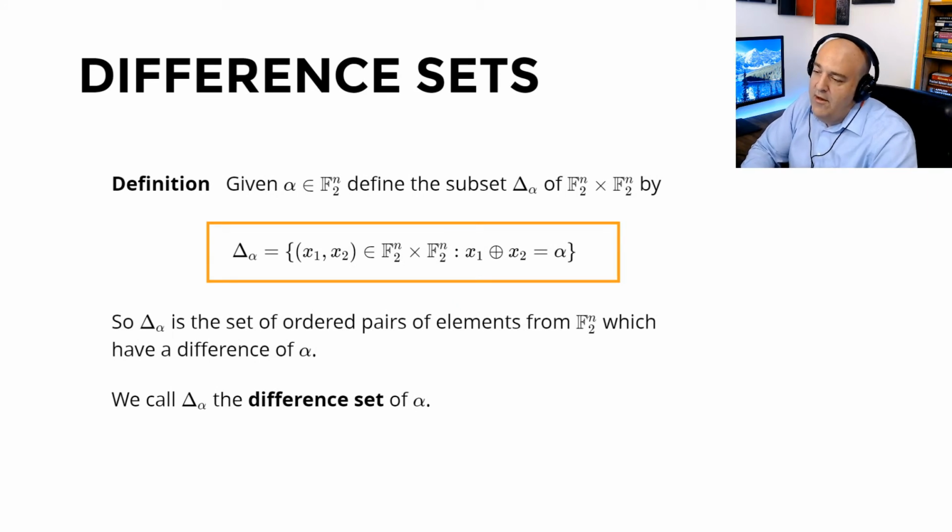Okay, so let's look at this important definition, the difference set. If we fix an element alpha in F2^n, let's define the subset delta alpha of the product F2^n cross F2^n as the set of all ordered pairs (x1, x2) where x1 plus x2 is alpha. In other words, the difference of x1 and x2 is alpha. So delta alpha is just the set of ordered pairs of elements from F2^n which have a difference of alpha. And we call that the difference set of alpha.